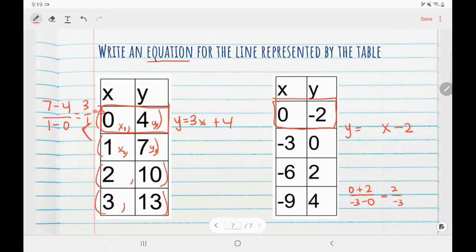Now, as you do your homework assignment, it is most simplified to write that negative out front instead of in the denominator. All right, if you have any questions, please reach out to your teacher.